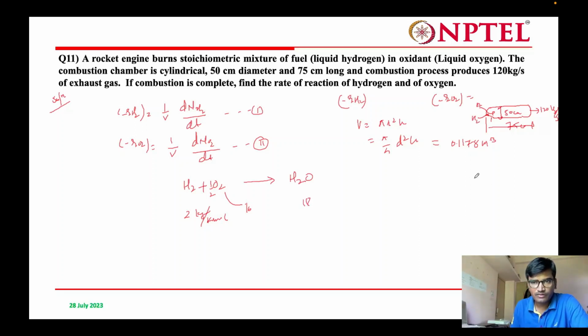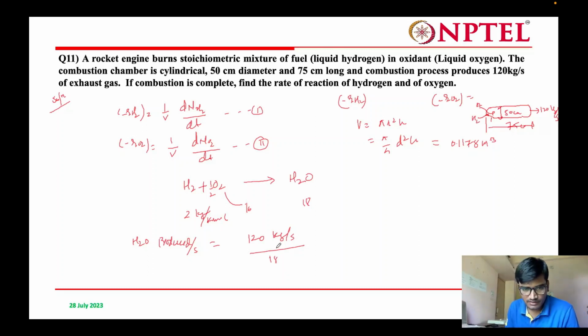Now H2O produced per second is equal to 120 kg divided by the molecular weight of water in kilomole, which is 6.6 kilomole. Right. The stoichiometric ratio is 1 to 1.